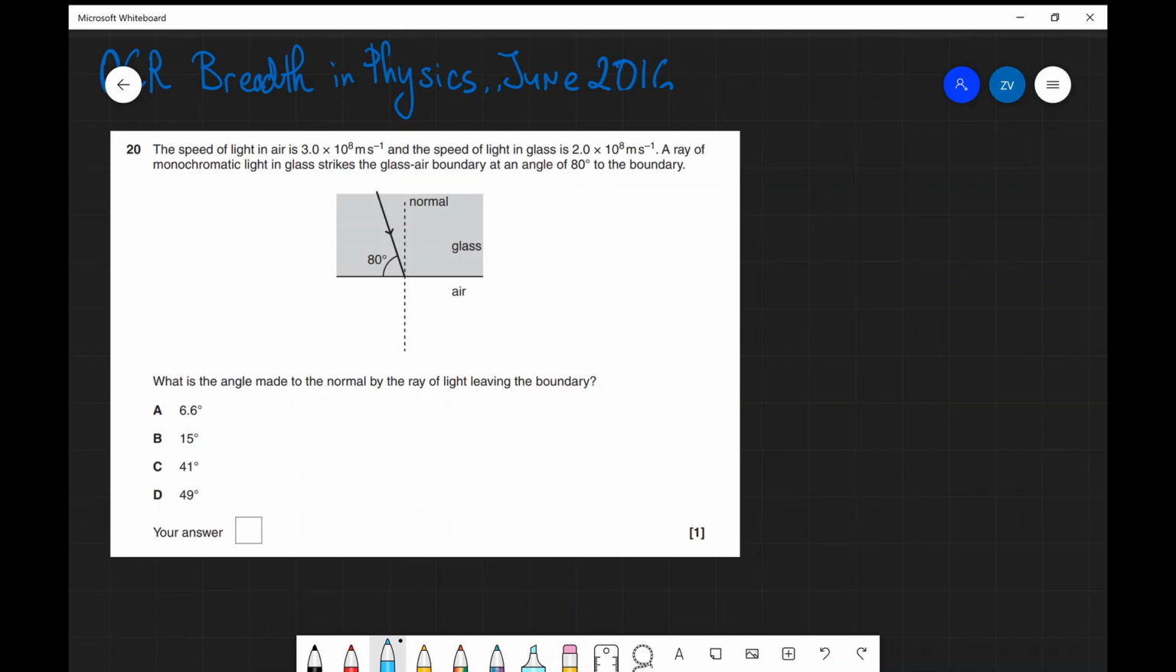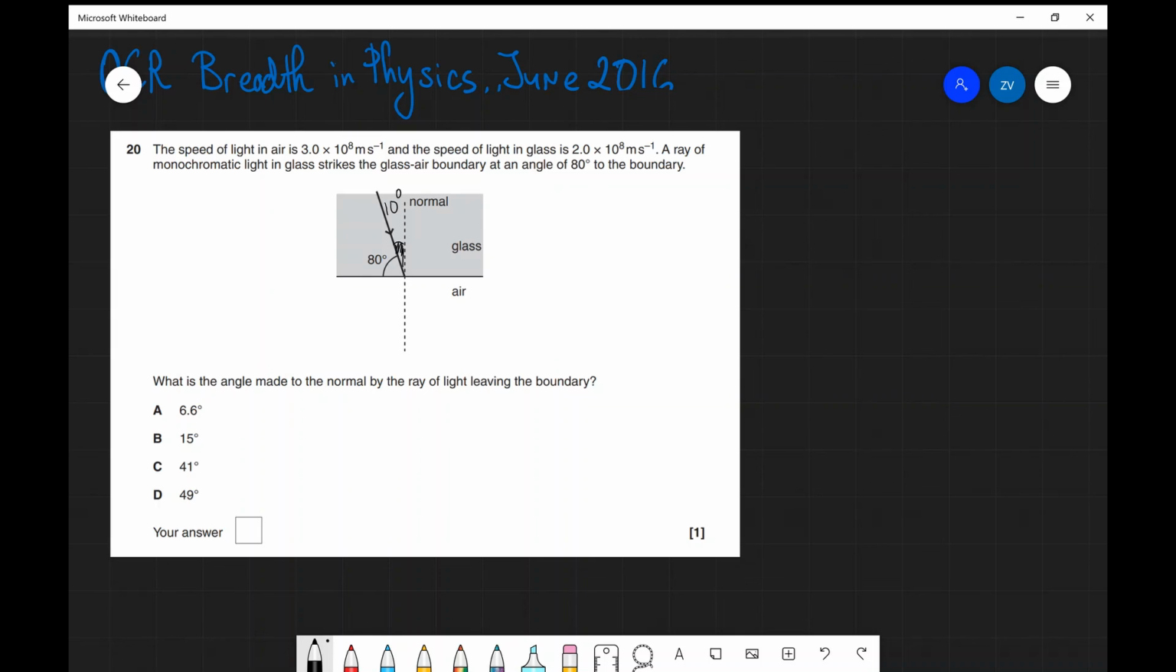A ray of monochromatic light strikes the glass-air boundary at an angle of 80 degrees to the boundary. I can immediately see that there's a little trick over here. The angle of incidence is actually 10 degrees. So remember, our angle of incidence is always this angle here, which is to the normal, not to the boundary. So even before I read the rest of the question, I'm just going to put that on there. What is the angle made to the normal by the ray leaving the boundary? In other words, this is asking for the angle of refraction.